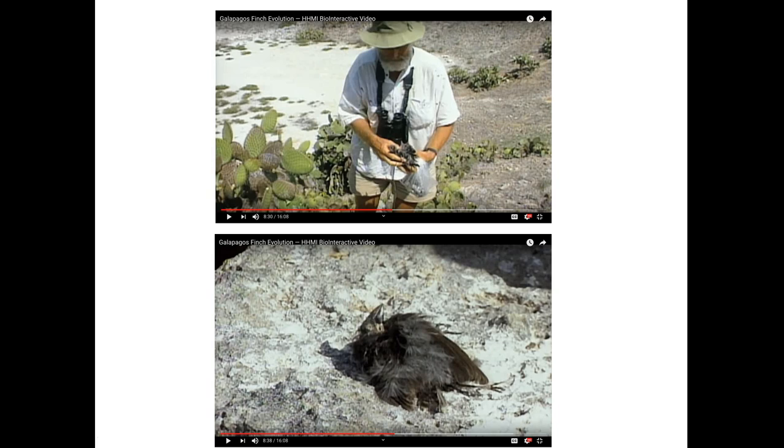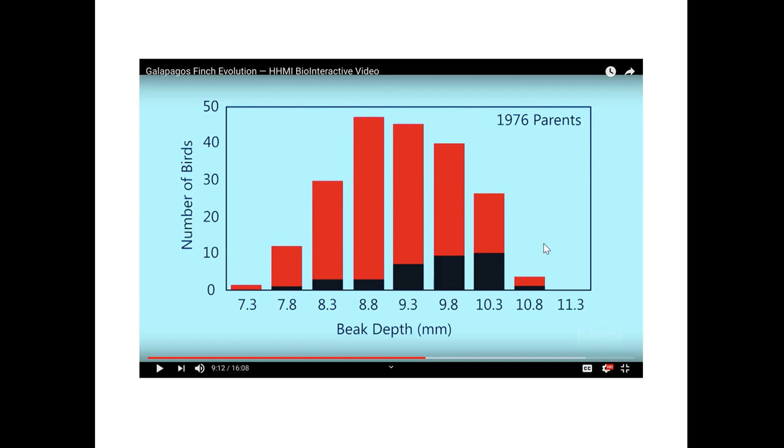What resulted from this was that, because of the lack of resources, a lot of the finches died. Actually, more than 80% of the medium ground finches on this island died. And so this is that same graph again of the distribution of beak sizes, but this also has in black on the bars the number of survivors from each group.